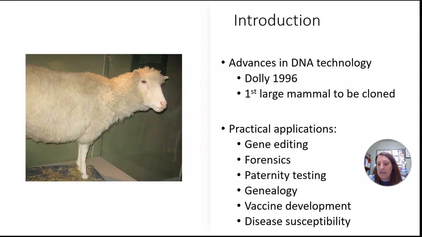We've also used DNA technology in vaccine development. With the latest COVID vaccine that was developed, you heard that it was an RNA vaccine, an mRNA vaccine. So again, genetic studies have led to that. Another practical application of DNA technology is disease susceptibility. And so now, if you have a family history of breast cancer, for example, you can be screened for the actual gene that increases your susceptibility for that type of cancer. And so again, just a short list, really, of practical applications of DNA technology.